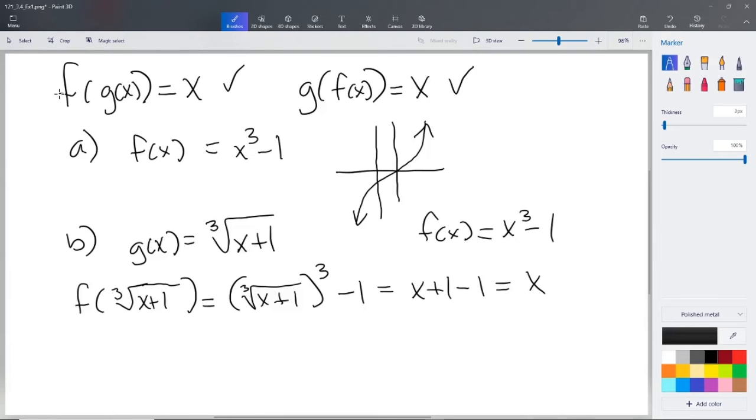That's good. Because if it was something other than x, we could stop and say these are not inverses of each other. The fact that we got x, as our rule states, tells us that we're halfway to determining that these two functions are indeed inverses of each other.